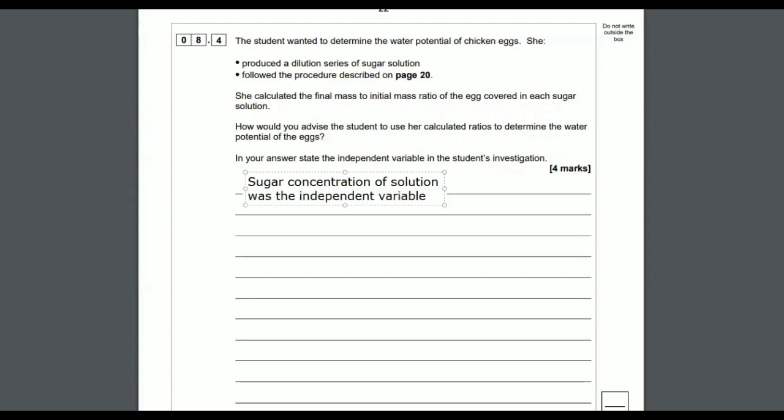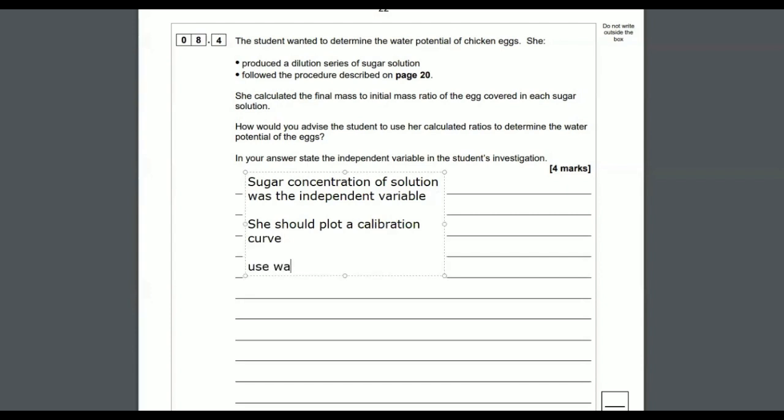So what she's measuring and calculating is the ratio of initial mass to final mass for each egg. That way it's easier to compare. It's like using percentage change in mass. So what she needed to do was create a dilution series of different sugar concentrations, and she should plot a calibration curve. Now, the sugar concentration is the independent variable here. That's what she's changing, but she should plot a calibration curve using known concentrations of sugar solution.